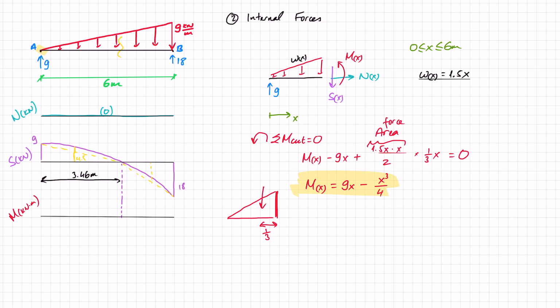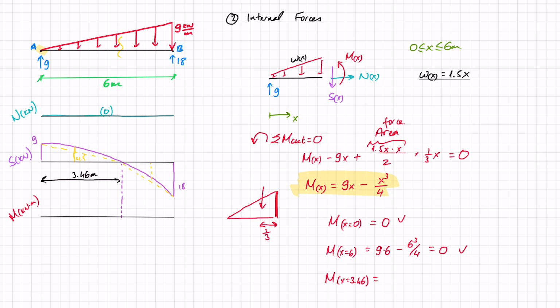Now, once again, I want to check a few critical points, and they will be what happens when x equals 0 at point A, what happens when x equals 6, point B, and what happens at that point where the shear crosses 0. So what happens when x equals 3.46 meters? So at 0 I can see that I get 0 immediately. When x equals 6, I've got 9 times 6 minus 6 cubed divided by 4, and that gives me 0, these two things that I'm expecting.